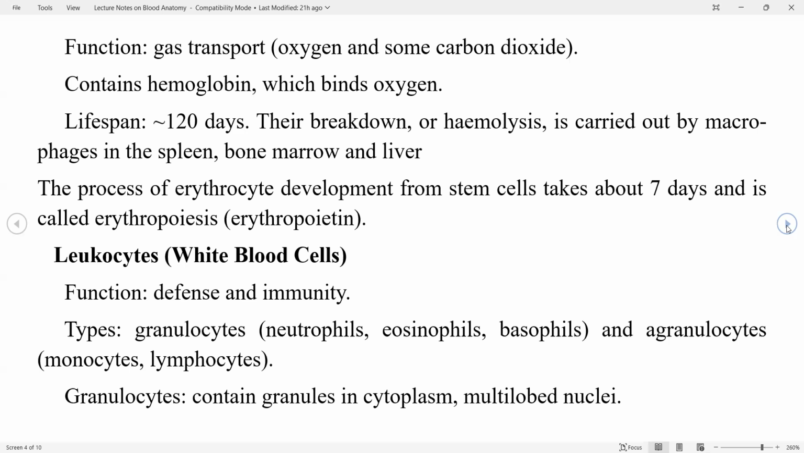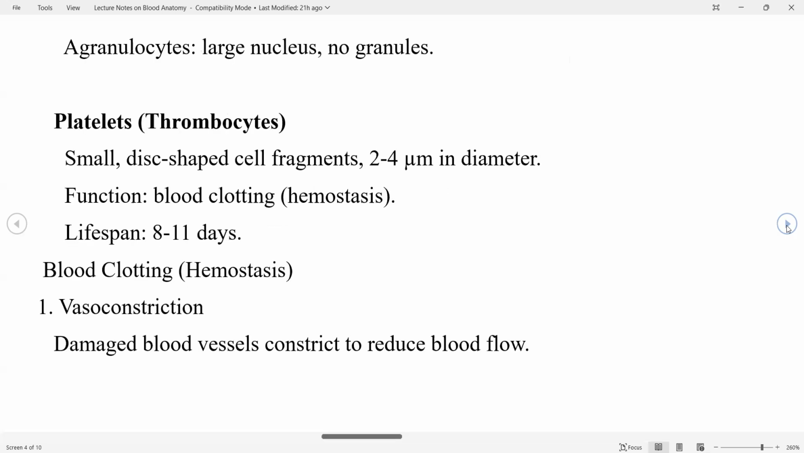So if you do not remember anything, just know that all the cytes are agranulocytes, while all the philes are granulocytes. I'll say that again. All the cytes are agranulocytes, while all the philes are granulocytes. So the granulocytes, the literal meaning is that they contain granules in their cytoplasm, and they have multi-lobed nuclei. While the agranulocytes have a large nucleus, no granules.